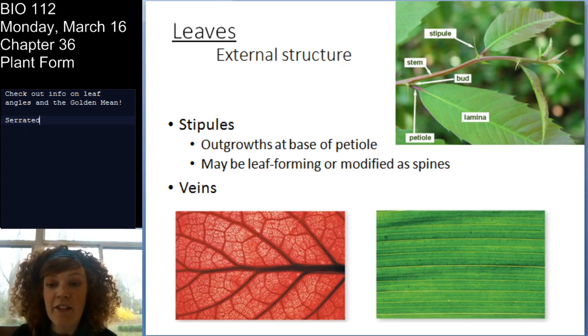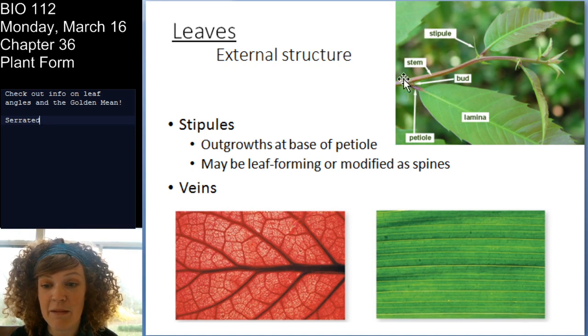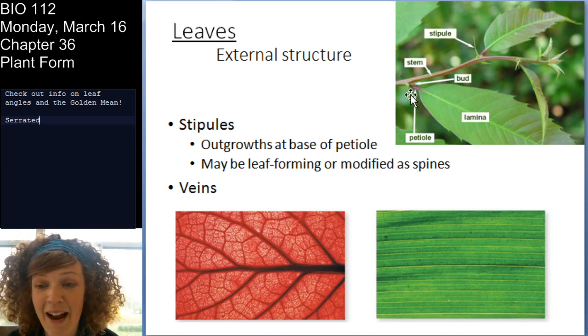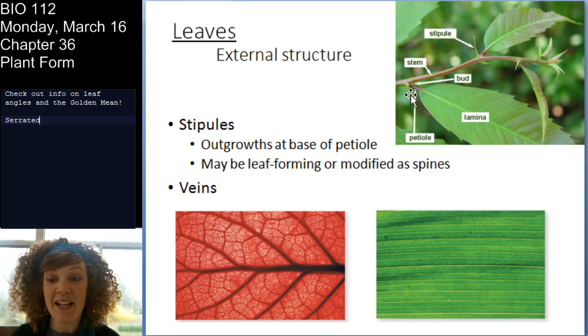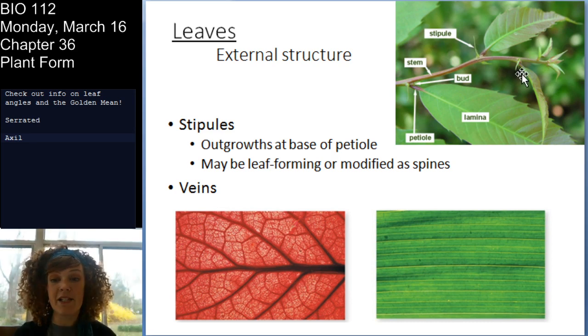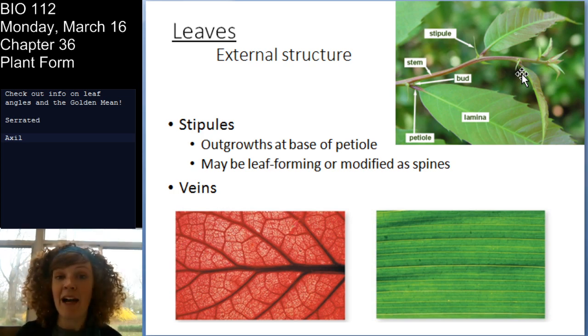Okay. So, things that I want you to know about this. The lamina up here. The petiole is actually the stalk of the leaf. Here's your actual stem. The axillary bud is so tiny. That leaf angle, remember, is the axil, A-X-I-L. And here's a new thing. These are stipules. They're basically little growths at the base of the petiole, and you can either have more leaves grow from them, or they could be modified into spines.